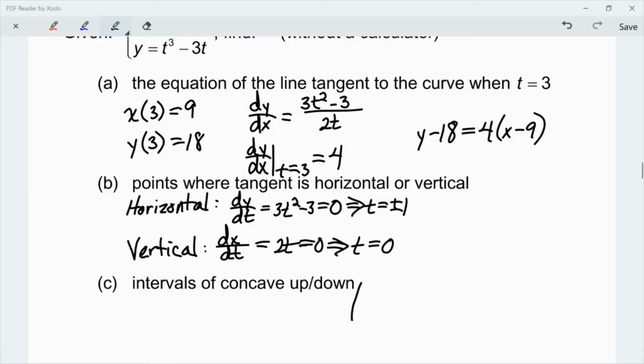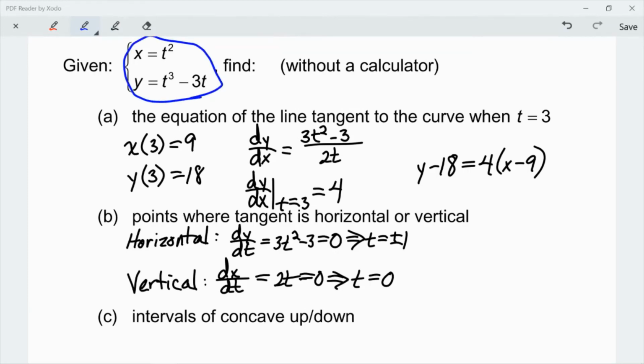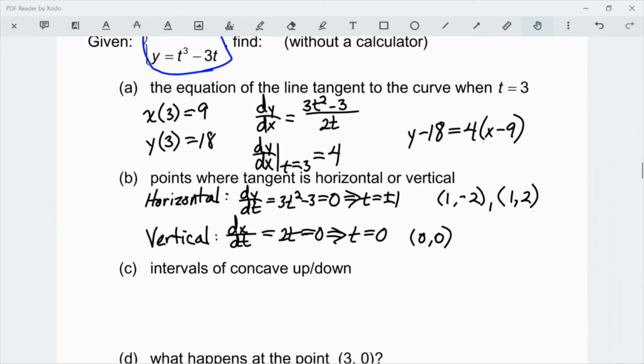So now I have to go back and look at my original equations. When t is equal to 1, my x is 1. And all I'm doing is plugging in t equals 1 into this. And then I can get the corresponding y. That would give me a y value of negative 2. So I have the point (1, -2). And then I can also plug in t is negative 1. And I get the point (1, 2). So those are my horizontal points of tangency. Okay, so now let's do the same thing for the vertical. When t is equal to 0, I get the point (0, 0). Okay, so again, things that we could have found before, we're finding in a slightly different way.